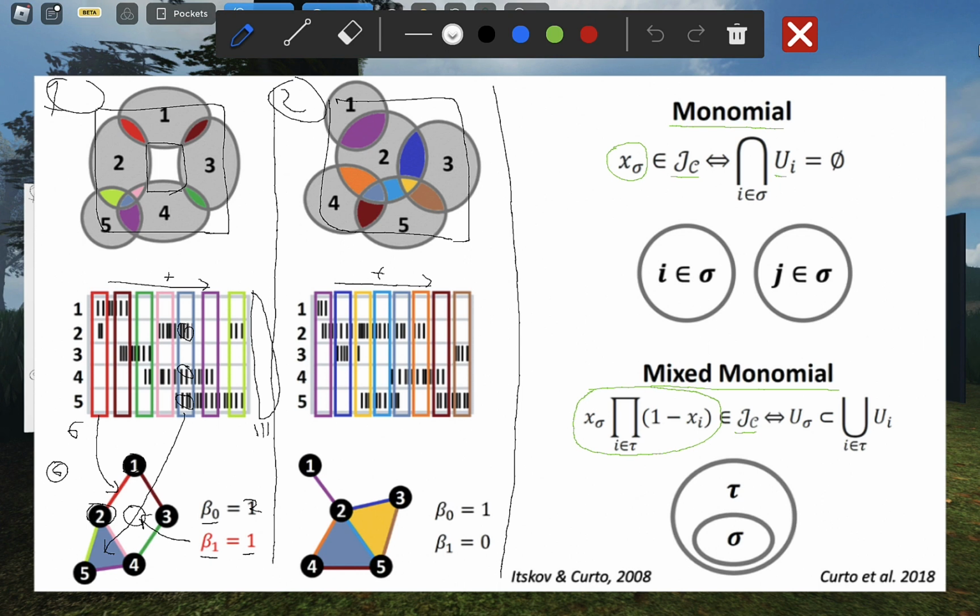So U are receptive fields, and sigma is some set. For example, if you see the monomial X subscript sigma, it means that all of those different receptive fields in sigma are disjoint, so their collective intersection is empty. And this here is just a notation for this.